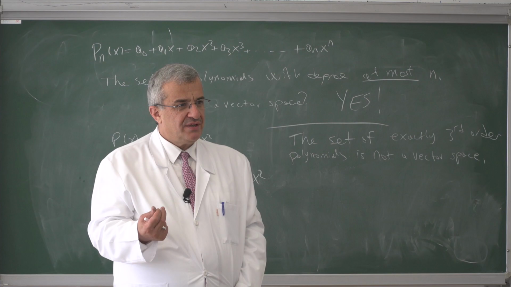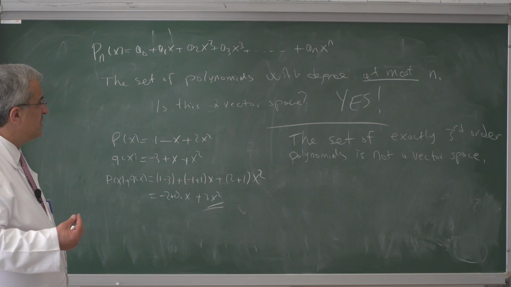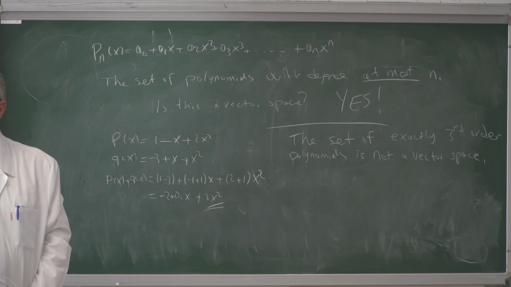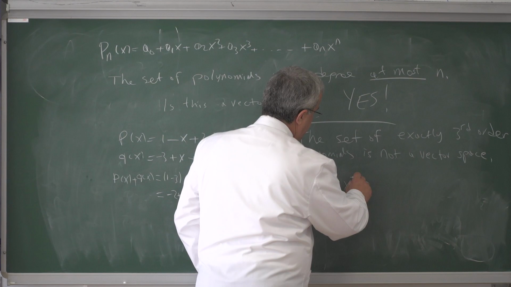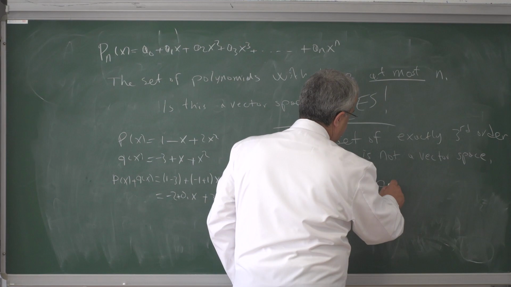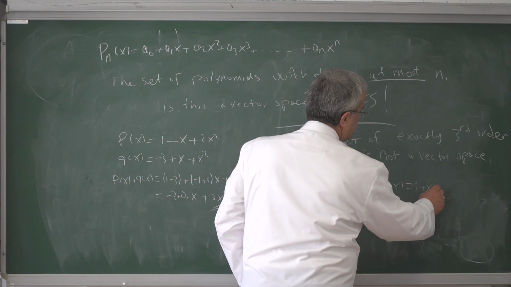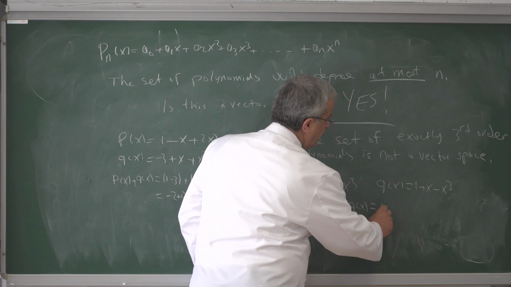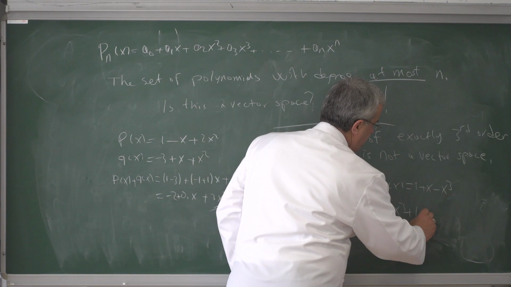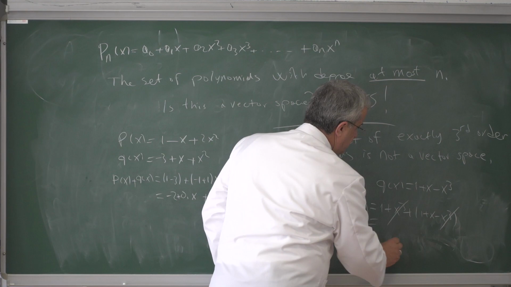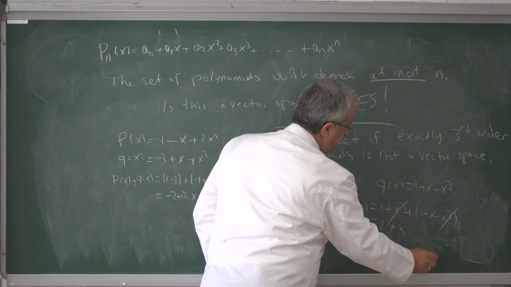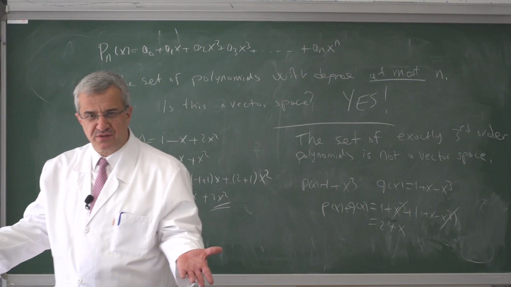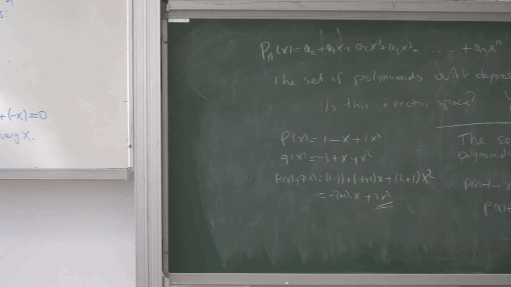And when you add any two third order polynomials, you don't always get a third order polynomial, right? For example, if I add 1 plus x cubed, let's say this is p(x), and q(x) is 1 plus x minus x cubed. If I add these two polynomials, p(x) plus q(x), I will have 1 plus x cubed plus 1 plus x minus x cubed, and that's going to give me 2 plus x, which is not a third order polynomial, so it's not closed under addition. So even if it fails in one condition, that means it's not a vector space.